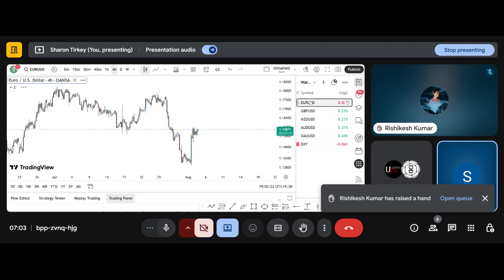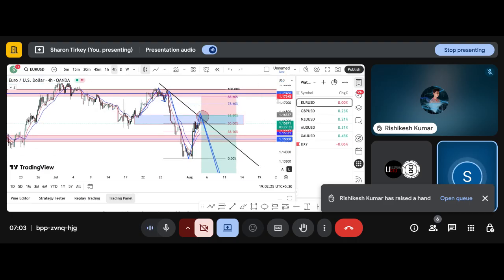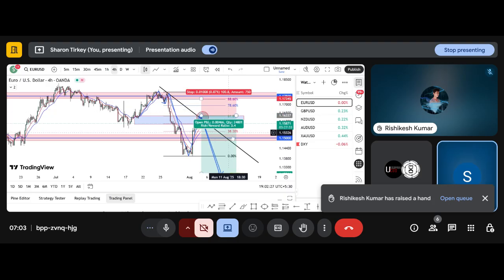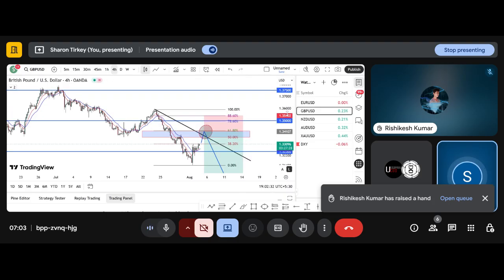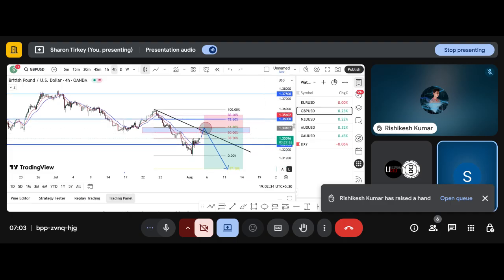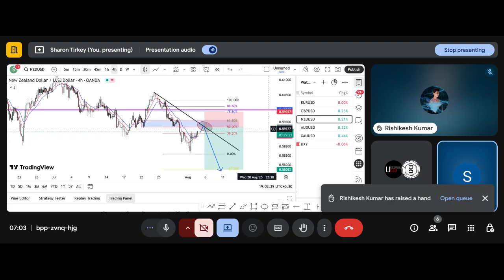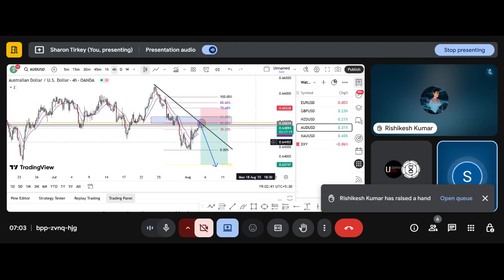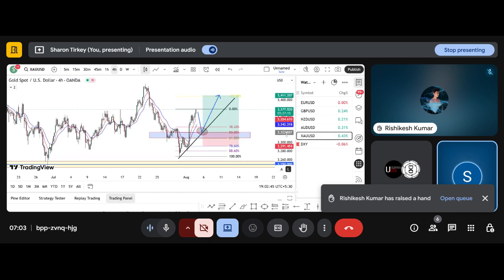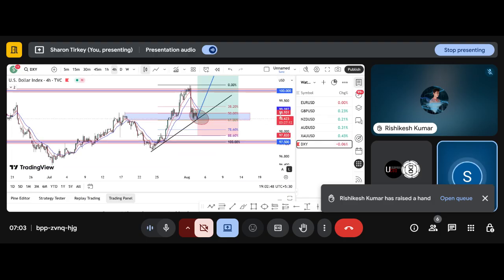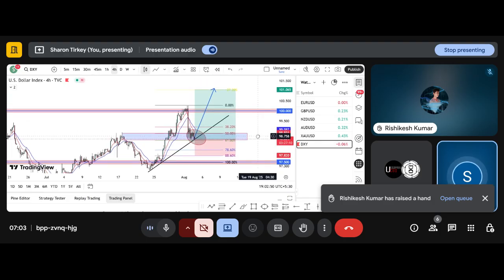So the first one, you see EUR/USD, the market comes here then goes downside, and the second is GBP/USD, and the third is NZD/USD. Here you see, and the fourth is AUD, and sixth is gold here, and the last one is DXY. Here you see.